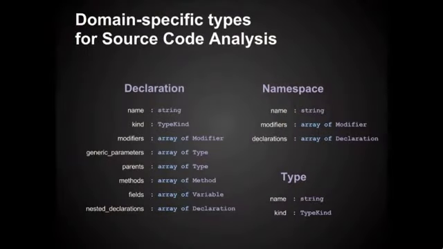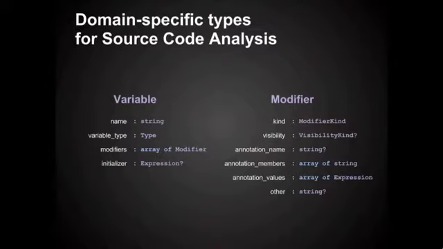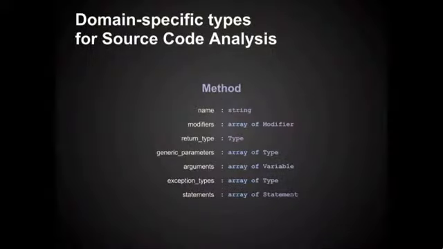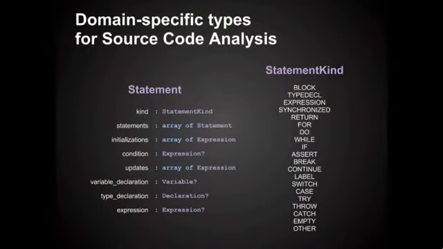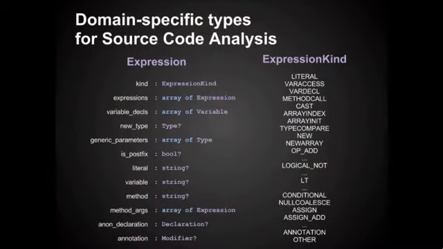We also have domain-specific types for source code analysis, so these include declarations, namespaces, types, things like variables, modifiers, methods. All these types are essentially to make the life of a mining software repository expert easier. We also have statement-level access and expression-level access, so you really have the entire abstract syntax tree available at your disposal. Once again, I'm not getting into the details of these because this information is all available online, and when you're programming, you can look up which type you need.